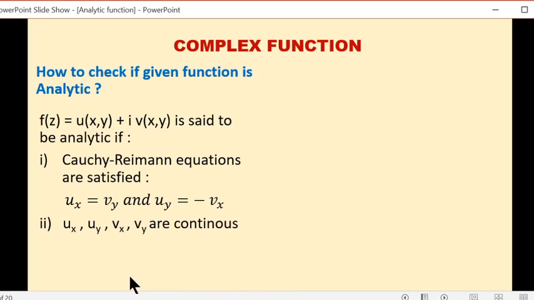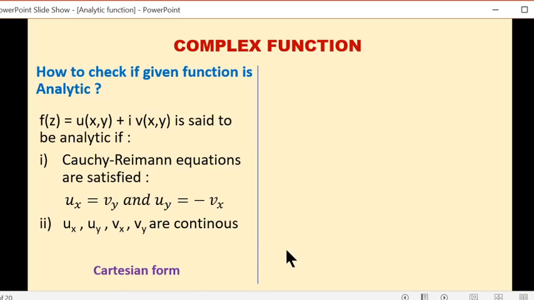And the second condition is all these four partial derivatives which we have found out: the partial derivative of u with respect to x, of u with respect to y, of v with respect to x, and of v with respect to y. These four partial derivatives should be continuous. So if these two conditions are satisfied, then we can say that the function is analytic. Here, whatever conditions we have seen are in terms of the variables x and y. So this is the Cartesian form.